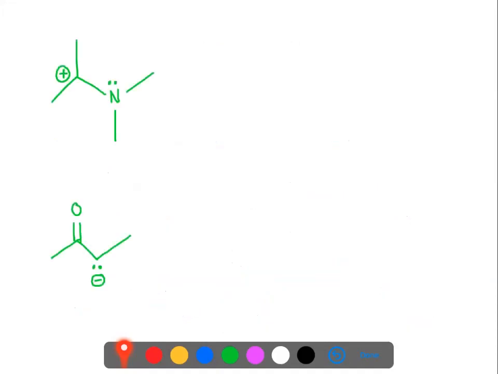So let's look at a couple examples by completing the following resonance structures. And we'll add our curved arrows to each structure to show the electron movement.